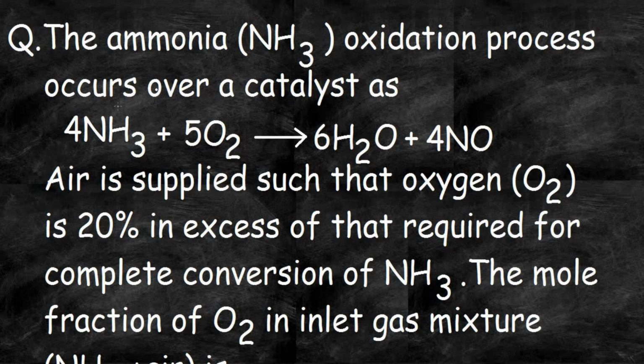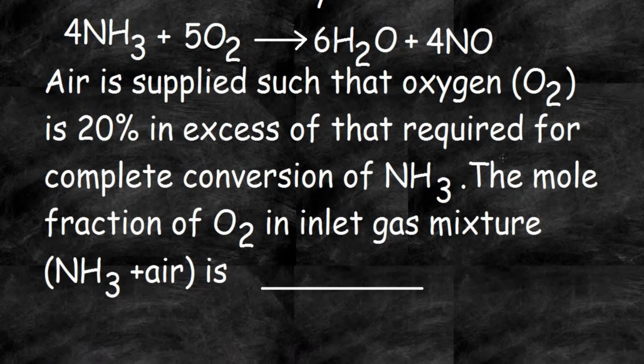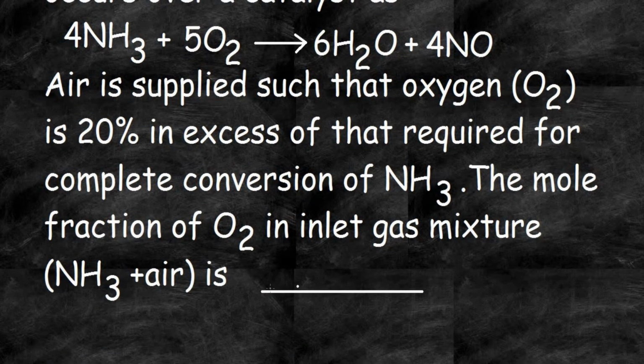So in this short video we are going to discuss this problem. It states that the ammonia oxidation process occurs over a catalyst as 4 ammonia plus 5 oxygen gives 6 water plus 4 NO. Now air is supplied such that oxygen is 20% in excess of that required for the complete conversion of ammonia. The mole fraction of oxygen in the inlet gas mixture, that is ammonia plus air, is.